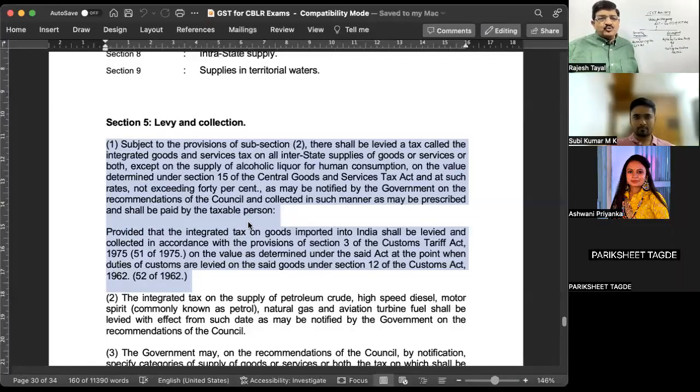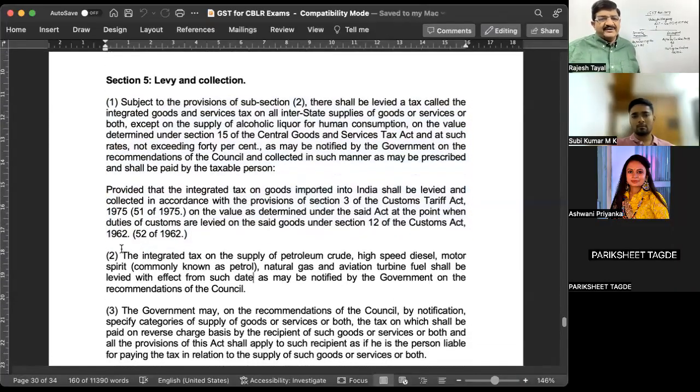Now, subsection 2, no change. It is exactly the same as what you have read in section 9. Just read by yourself. I need not give you any explanation. The integrated tax on the supply of petroleum crude, high-speed diesel, motor spirit, commonly known as petrol, natural gas and aviation turbine fuel shall be levied with effect from such date as may be notified by the government on the recommendation of the council. No change, same section. Right? So either you are reading section 9 subsection 2 or you are reading section 5 subsection 2. These are same.